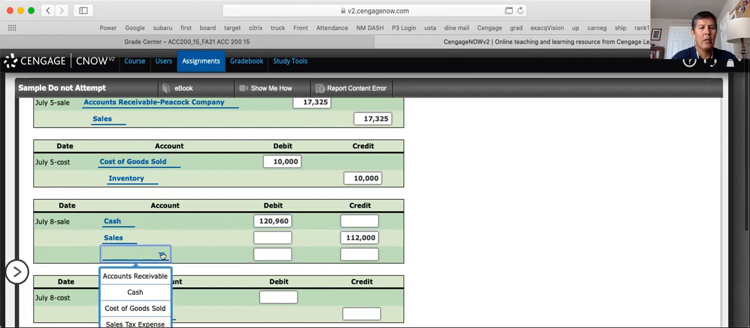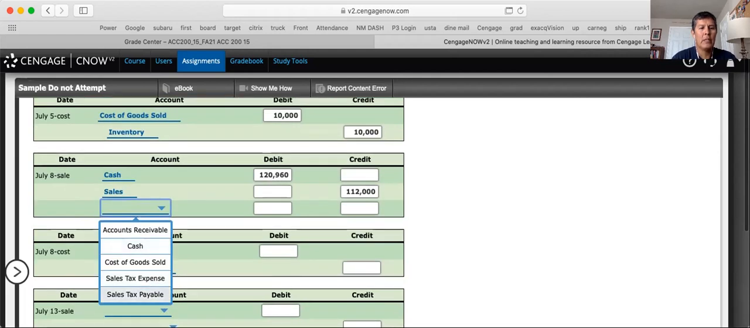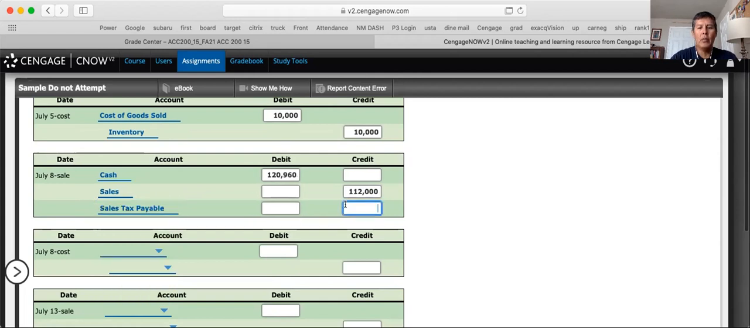And then our sales tax. Sales tax payable. The reason it's a payable is because we're putting it into this account until we pay our taxes. Whenever we say we paid taxes to the state, then we pull it out of payable, and that goes into an expense. That's when we expense it, because we're accumulating all the sales tax in the sales tax payable account.